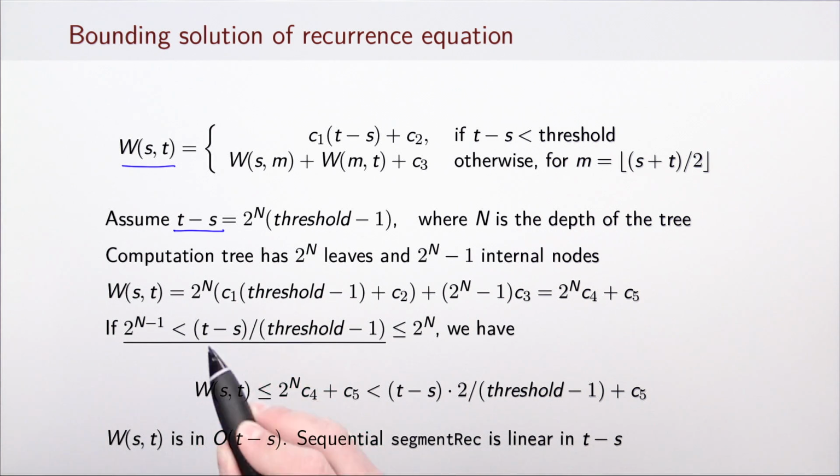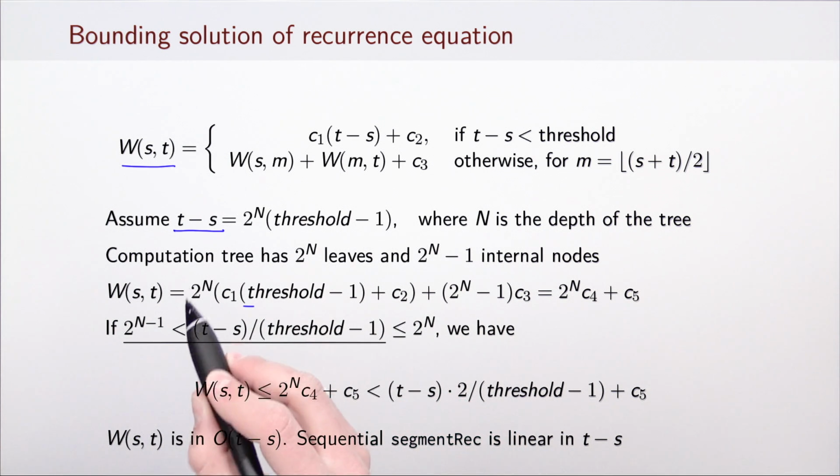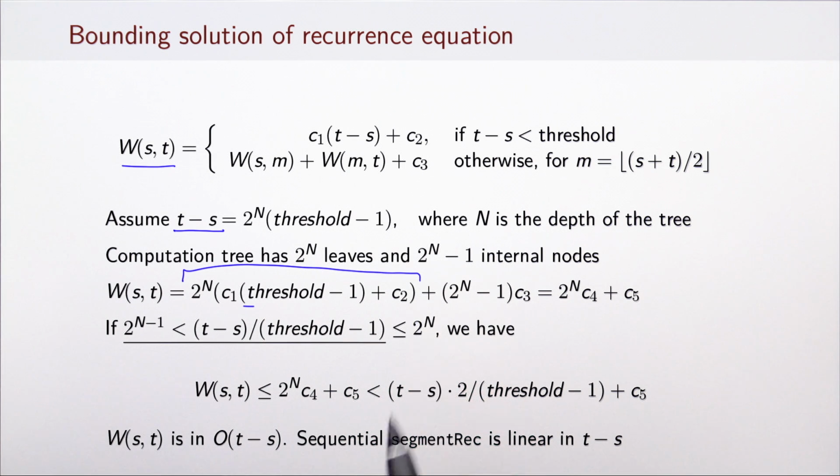Because we have 2^n leaves, and each leaf is given by this cost, we will accumulate this part of the cost for our function. So this corresponds to all the base cases taken together. In addition, we will be performing some work in order to decompose the problem. And every time we do the decomposition, we will have some constant amount of work. And how many times do we need to do this decomposition? Well, that corresponds to the number of internal nodes in the tree. So that's 2^n minus 1.